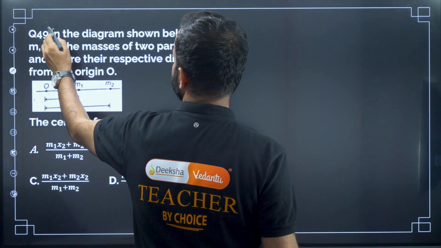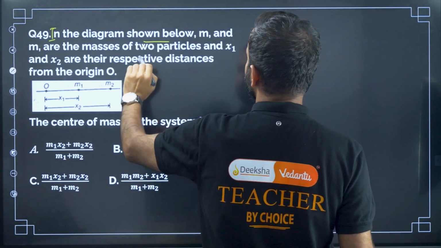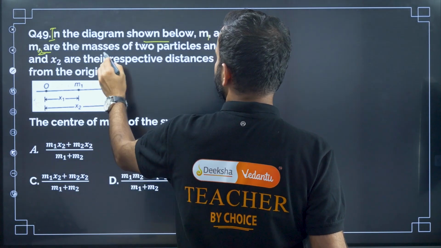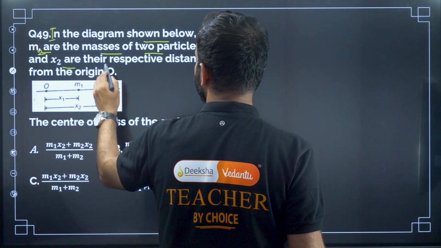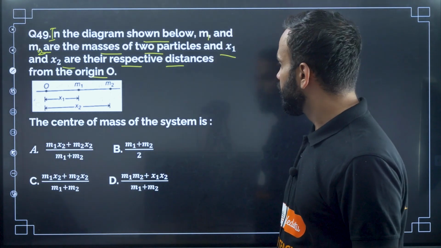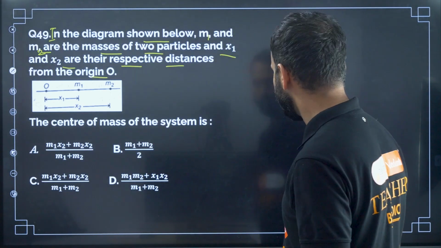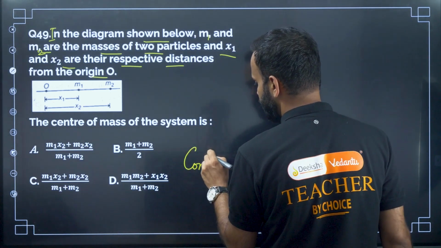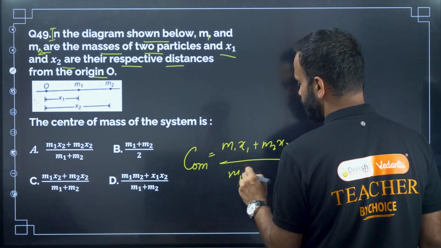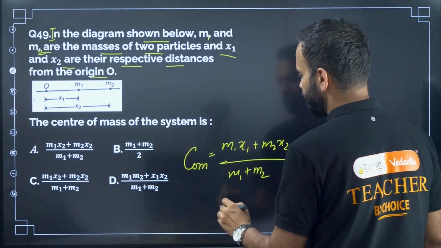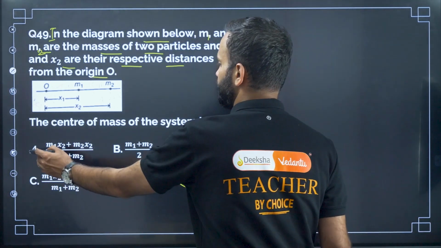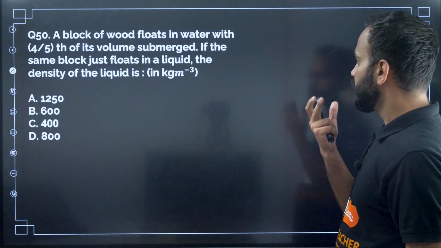Question number 49. In the diagram shown below, okay, so this is I. M1 and M2 are the masses of two particles and x1 and x2 are their respective distances from the origin O. Okay, so here we need to find the center of mass of the system. Center of mass of the system is equal to m1 x1 plus m2 x2 divided by m1 plus m2. That's it. So the correct option is A. That's it, the direct question, right? Yeah.